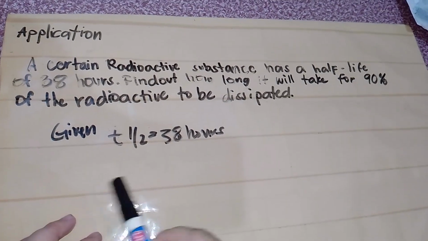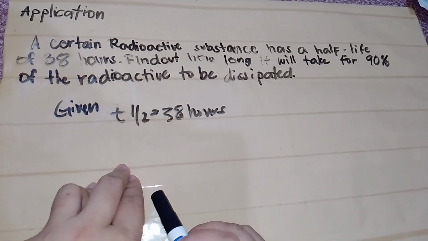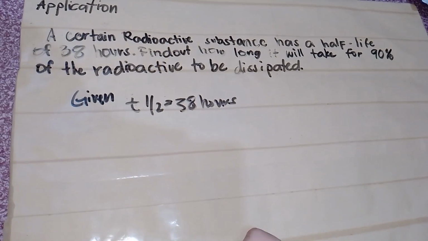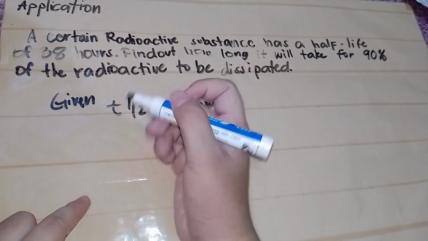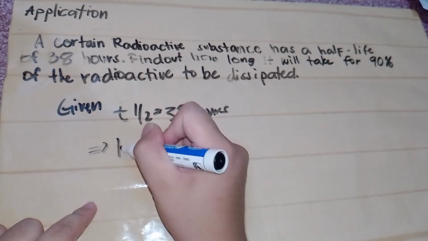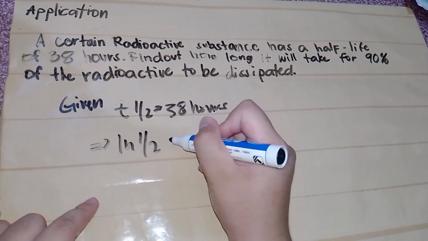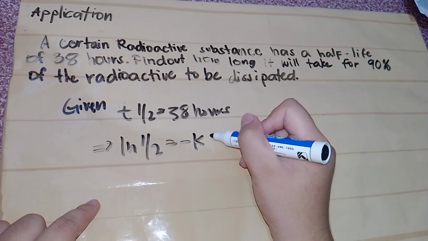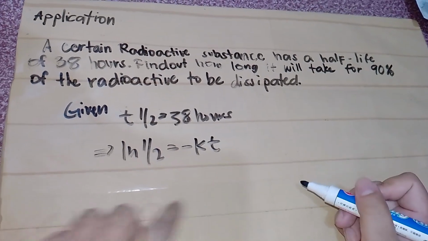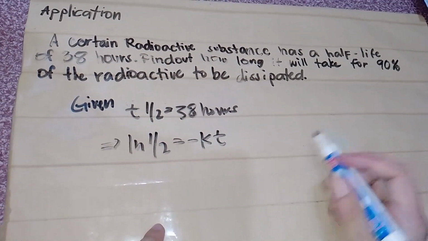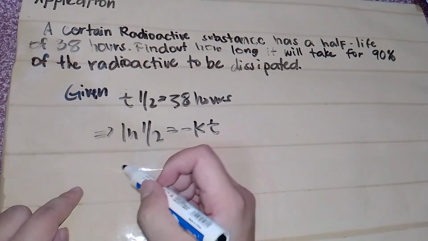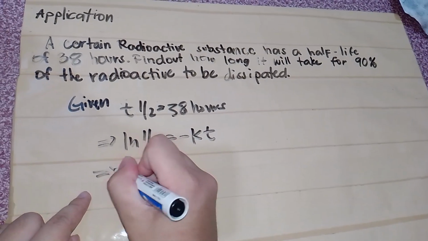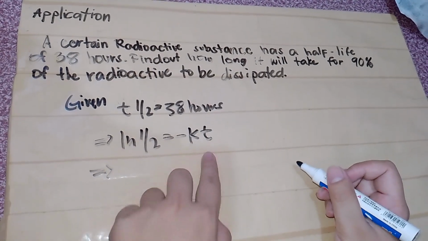So our given here is the half-life, which is equal to 38 hours. So we have our formula, which is ln of 1/2 is equal to negative k of t. So the t is the time of half-life. Now we have to find the value of t.